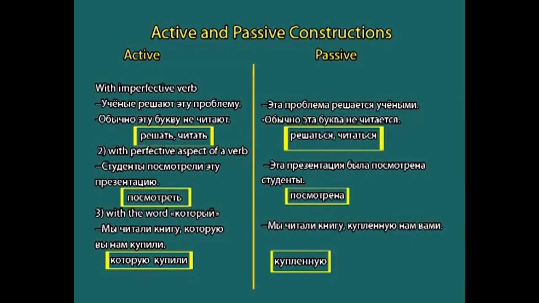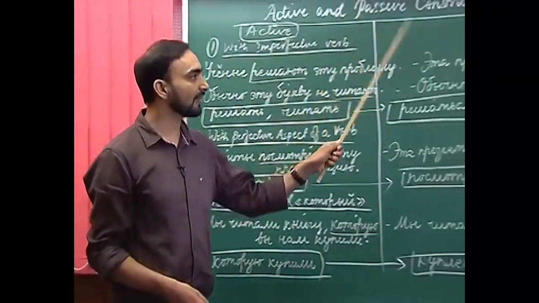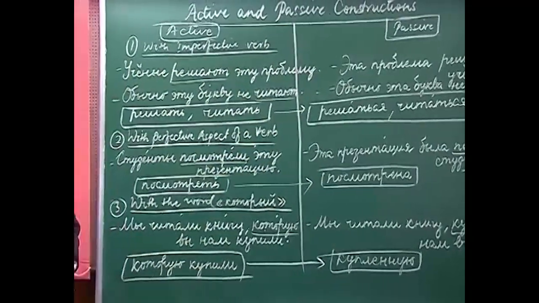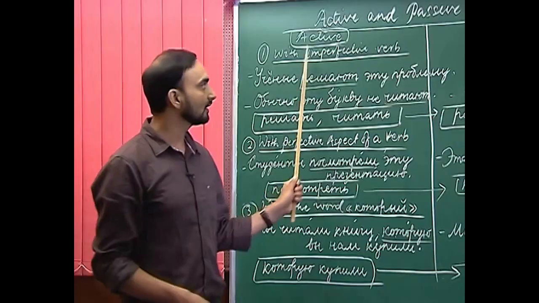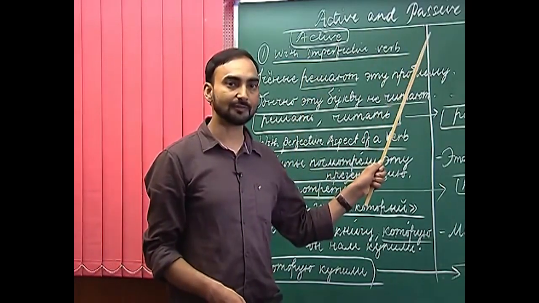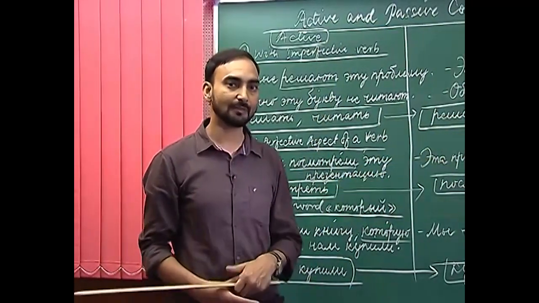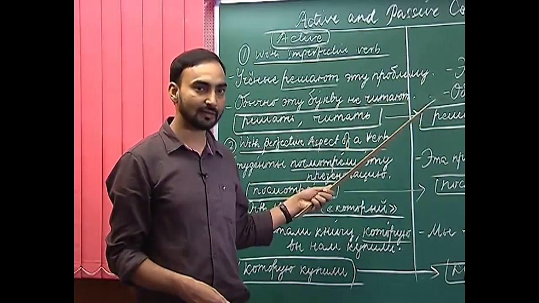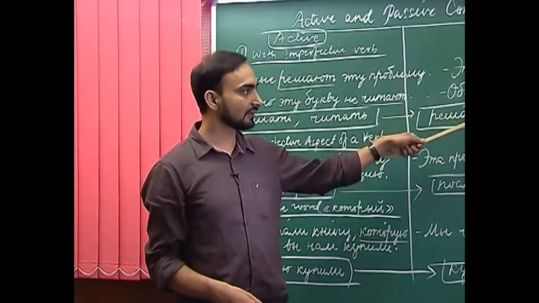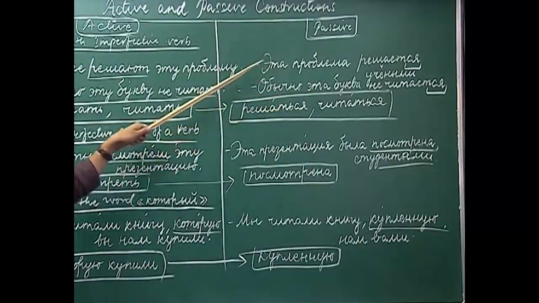So, these are the rules to change the active constructions into passive. Let me repeat them once again. The first active construction is with the imperfective aspect of a verb. How do we change the active constructions with the imperfective aspect of the verb? We will change the verb into reflexive by adding the particle sya, and then we will bring the object into the beginning and then use the reflexive verb, and this is how we change the active into passive.